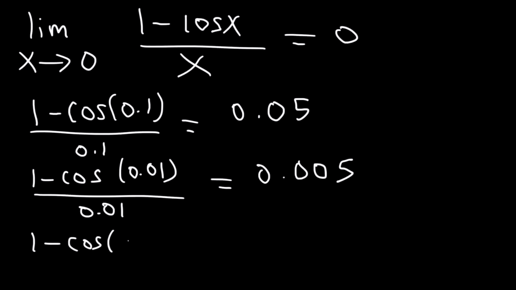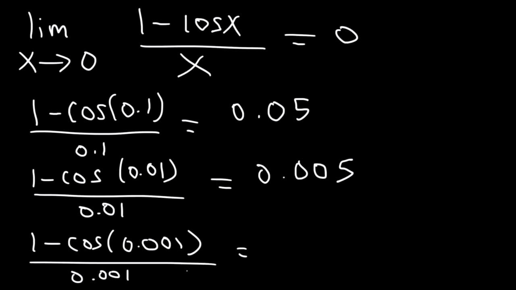Just to confirm it, let's try an even smaller number, 0.001. So this will be 0.0005. So as we can see, as x gets closer and closer to 0, notice that y approaches 0 as well. So this equation holds true.